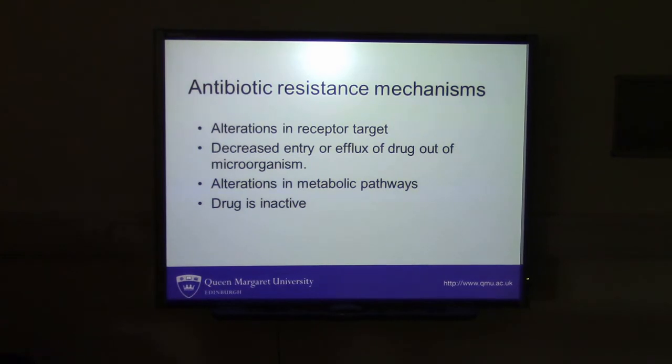Now, that resistance can come about because the drug is going to have to work on a receptor, and then the microorganism can alter the receptor target. The microorganism can limit or control the amount of drug that can cross the membrane and get in to do the damage. It can alter the metabolic pathways, and it can develop ways to make the drug inactive.